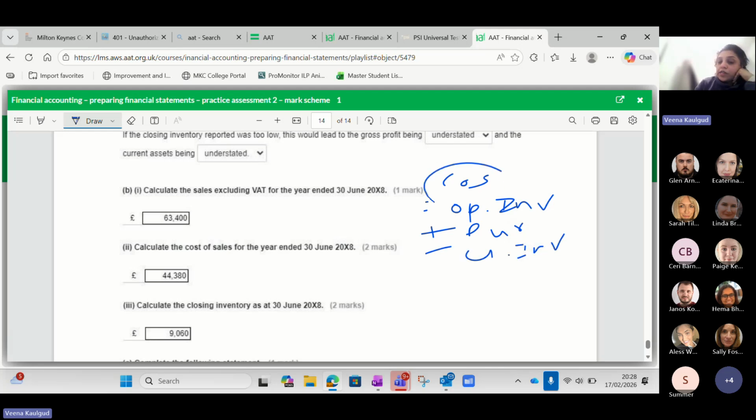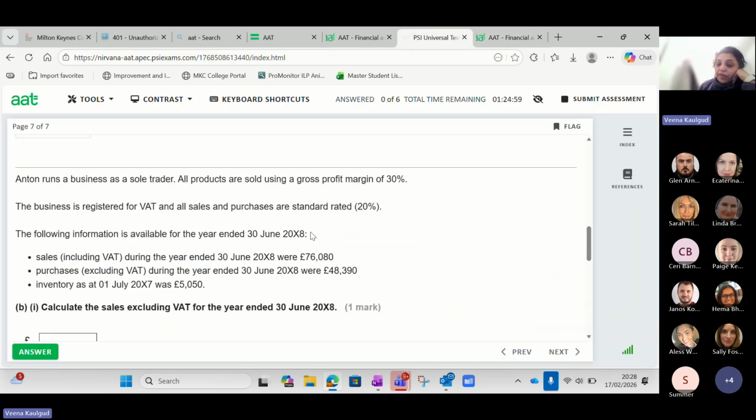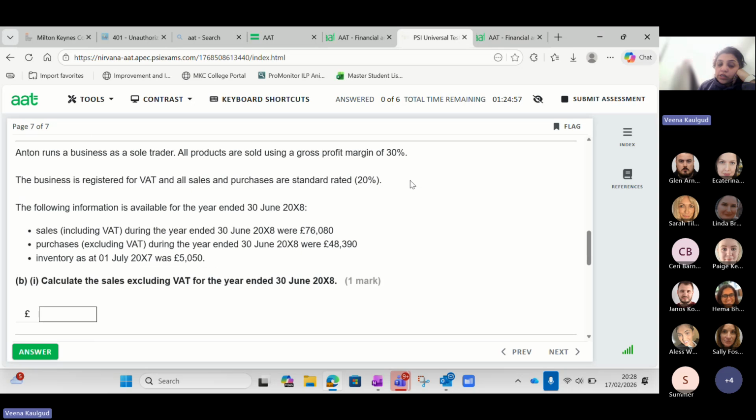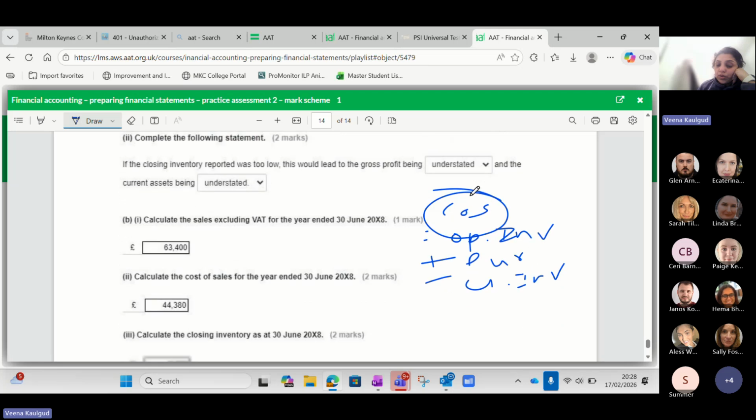So the other way to do cost of sales is, but I don't know closing inventory either. So I can't have two unknowns in this question. So what I have to do here is I know that there is a margin here. They have given me the gross profit margin, and I have calculated the sales figure here. So I will use that method to do this now.